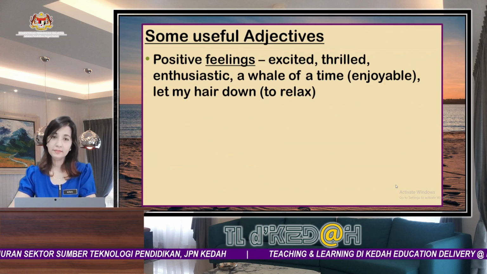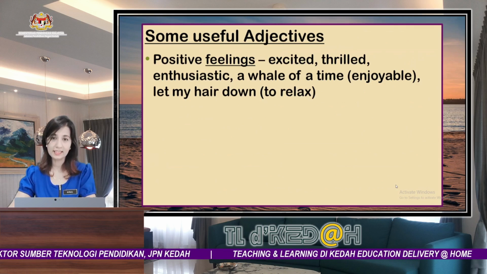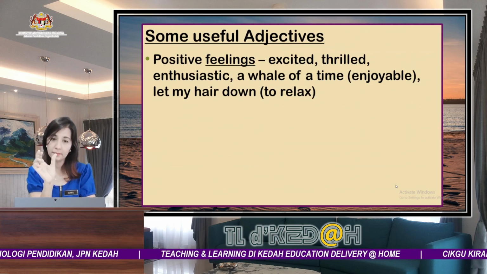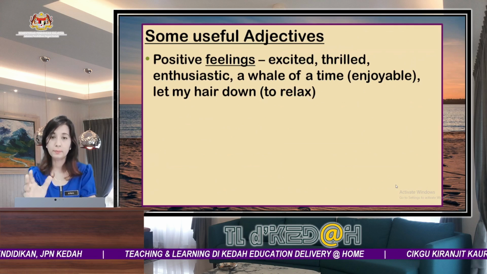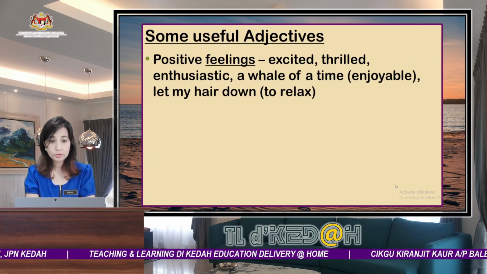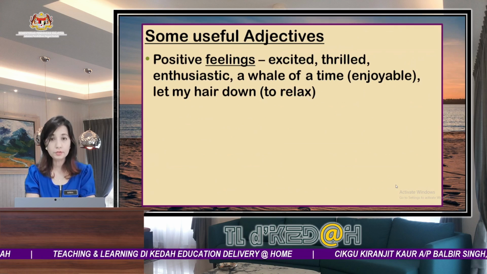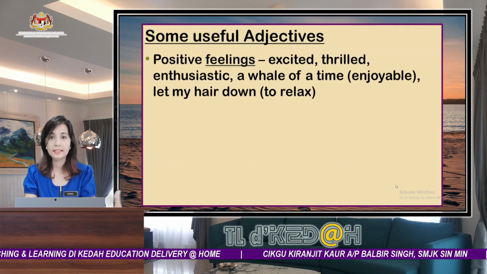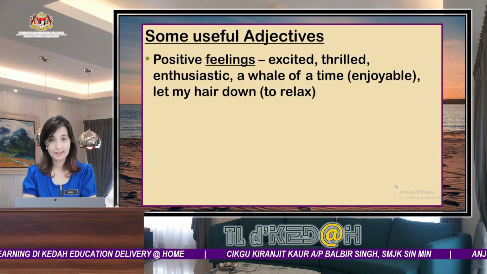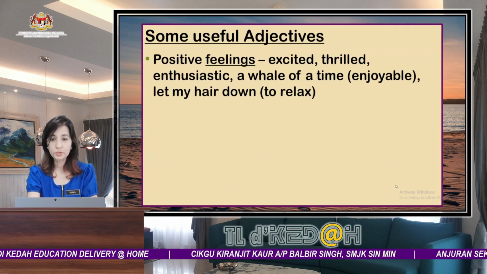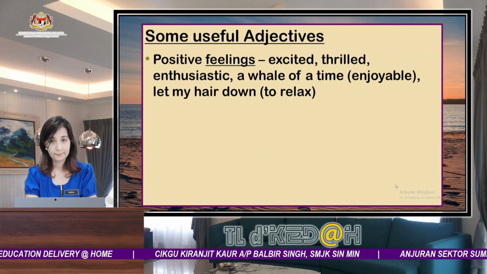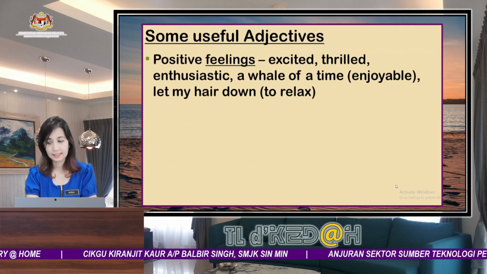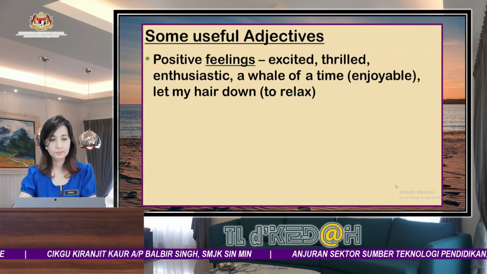Okay? Never ever learn vocabulary or new words in isolation. In isolation means alone. Don't just memorize that word thrill, but you don't know how to use thrill. Enthusiastic. What is enthusiastic? You don't know how to use enthusiastic. Enthusiastic means very excited, very keen, very eager. Like this, I'm showing you these words, you may not understand them. So it's better that you learn the words in context, in sentences. So I'll show you the sentences now.